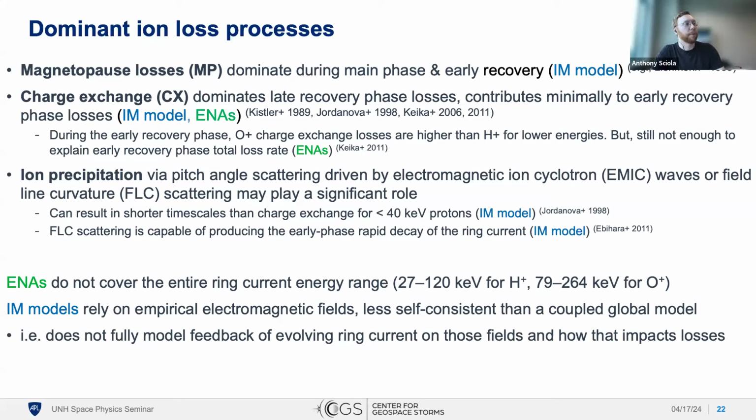And also the modeling studies that have been done on this so far have predominantly been done using standalone ring current models, which rely to some degree on empirical ionospheric electric fields and magnetic fields, and are overall less self-consistent than a global coupled model. And so they don't, for example, fully model the feedback of the evolving ring current on those fields and how that in turn impacts losses and sort of loops back on itself.